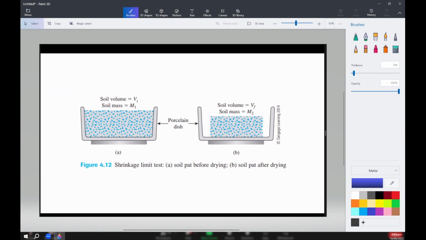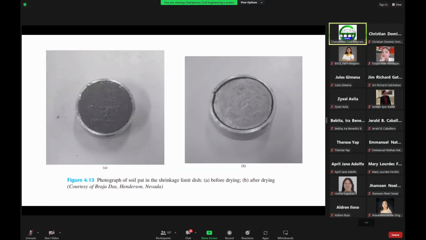Okay, so here we have an actual figure of the shrinkage limit dish. Initially you have a wet soil, still sticking to the sides of the dish. After drying, this is now your soil material, and it's now moving away from the sides of the dish. And then this is the top view.